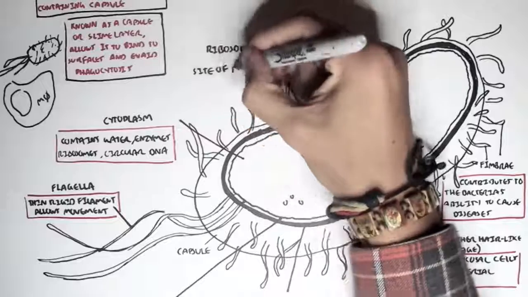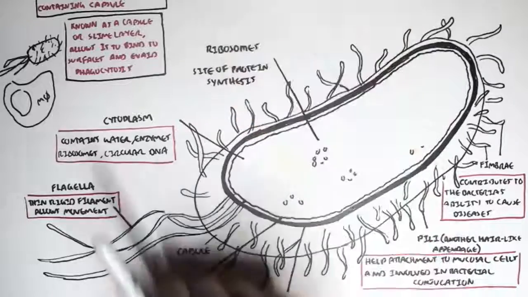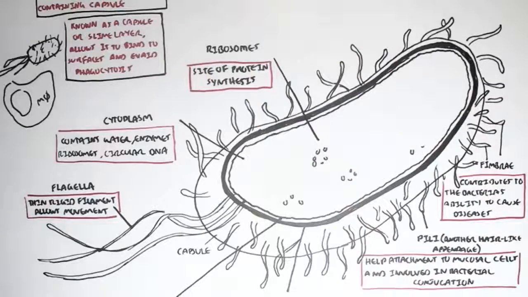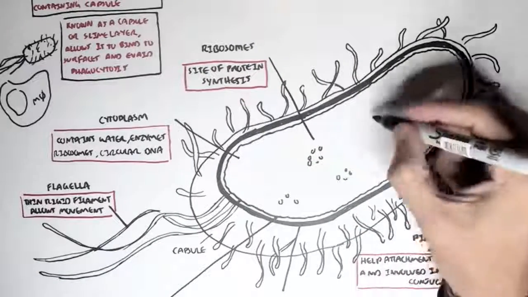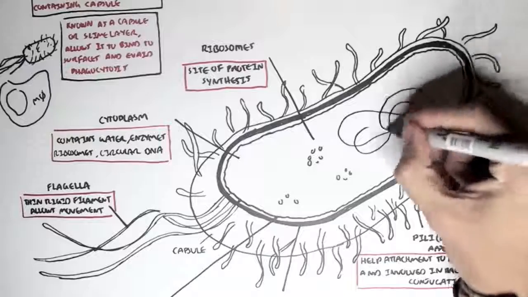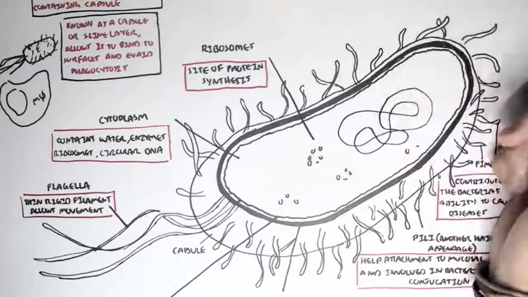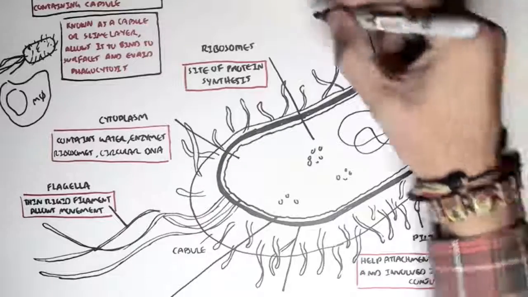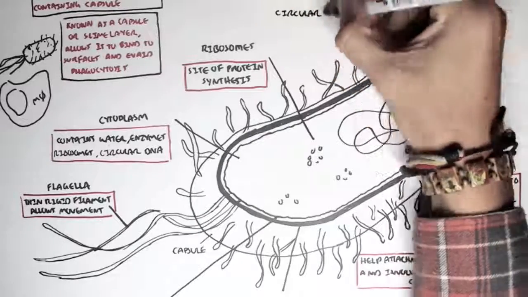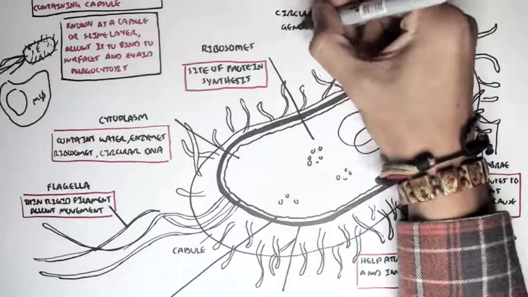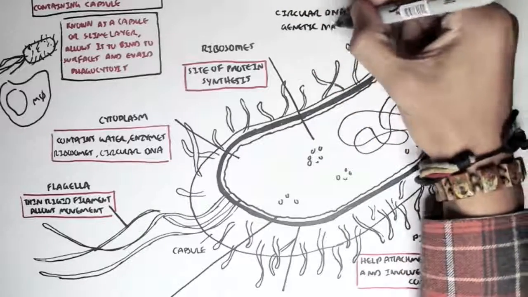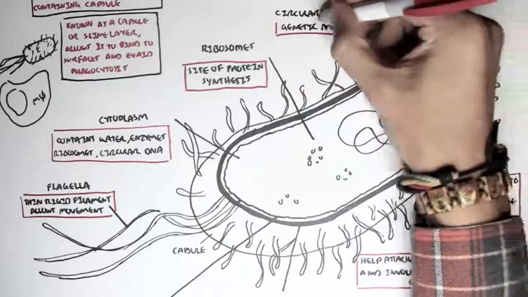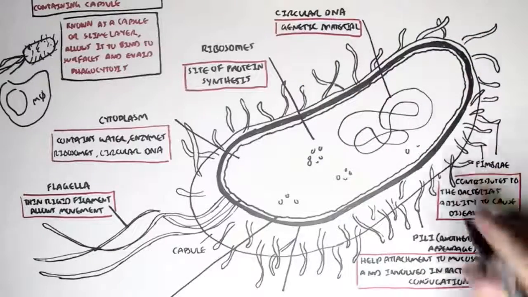So ribosomes are, as we know, the site of protein synthesis, and they can be found all around the cytoplasm here. The DNA in bacteria is circular and not linear, such as the DNA in humans. But it should be noted that humans also have circular DNA in the mitochondria. But anyway, the main DNA that makes up the bacteria is in a circular form, and it's all tangled up, and this is the genetic material.